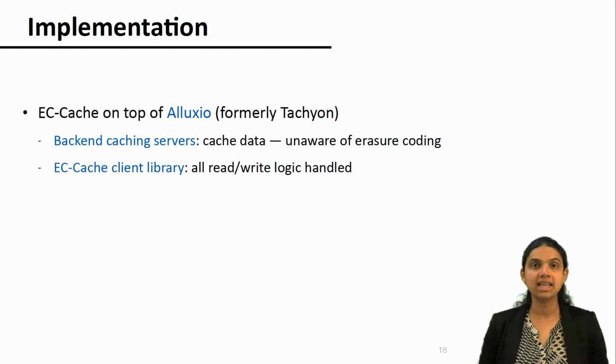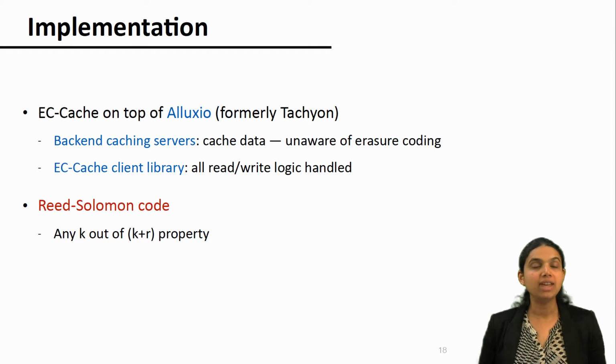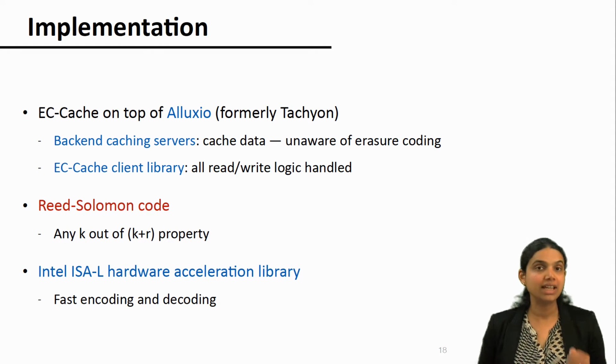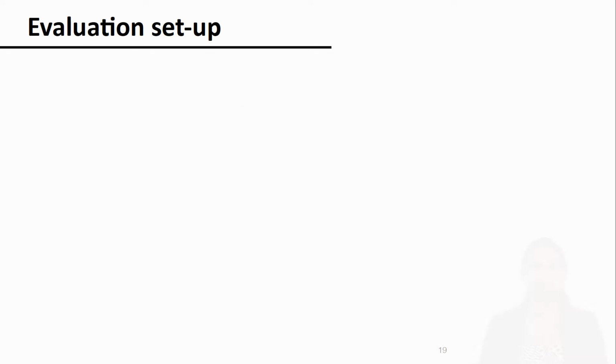We have implemented EC cache on top of Alluxio, which is a popular cluster cache. The backend caching servers are unaware of erasure coding, and the EC cache client library handles all the logic involved in reading and writing objects. We employ Reed-Solomon codes, which provide the any-k-out-of-(k+r) property, and use the Intel ISA-L hardware acceleration library for fast encoding and decoding operations.